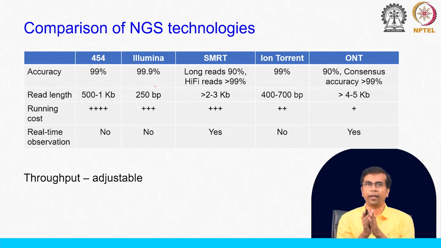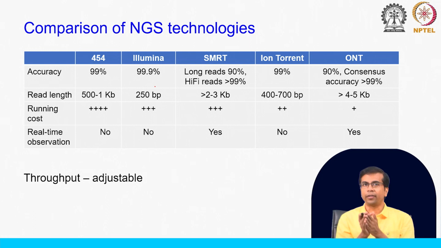One is the accuracy, this is something that we care about. 454 gives you 99% accuracy, Illumina about 99.9%, SMRT long read about 90%, let us say, and HiFi you can get above 99%. Ion Torrent about 99% accuracy, Oxford Nanopore about 90%, but if you are using consensus calling, you will get above 99%.